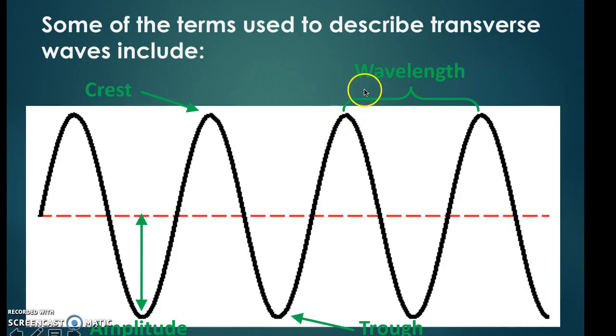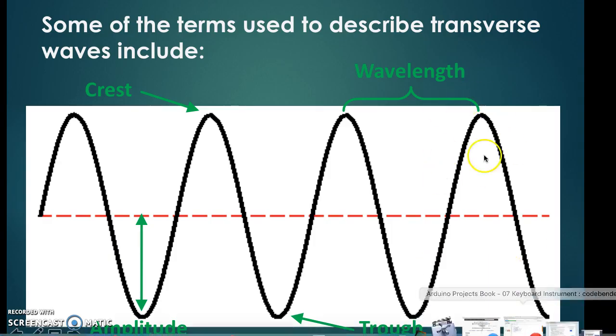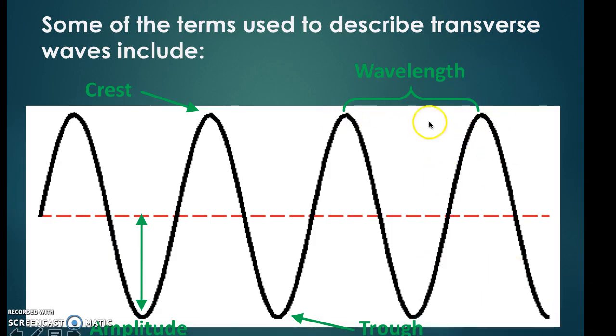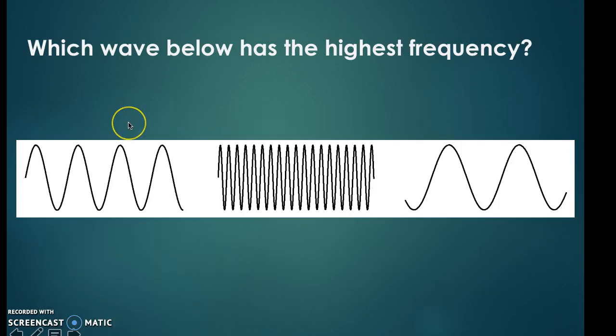Another way of defining wavelength is one complete cycle. So from here to there would be a wavelength, from here to there would be a wavelength, and from here to there would be a wavelength. When you're measuring a wavelength, it can start from any position, but using crests is just a way that makes it simpler maybe to measure. So let's review some of these terms.